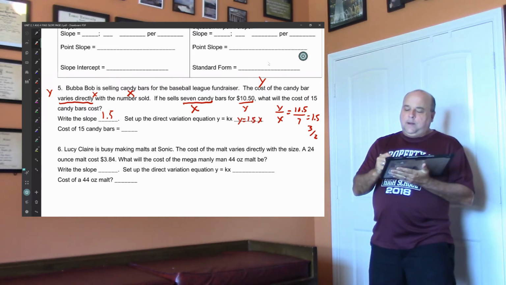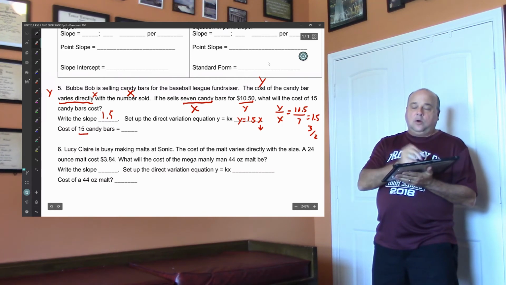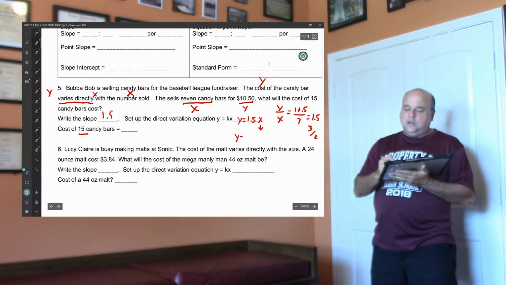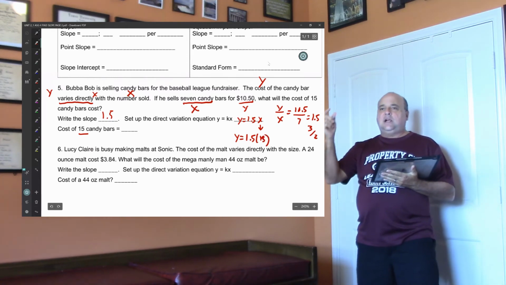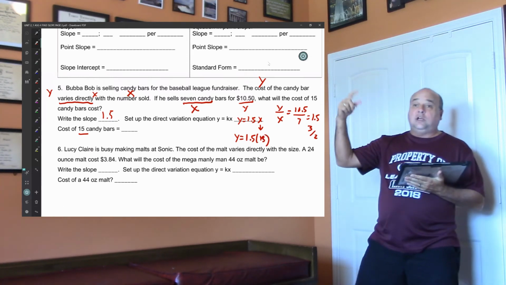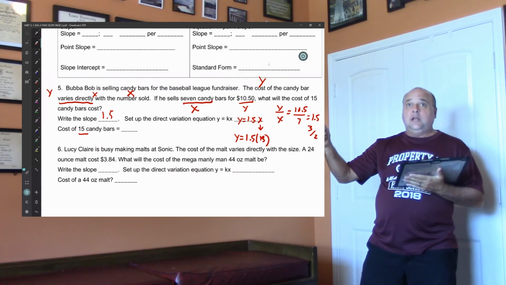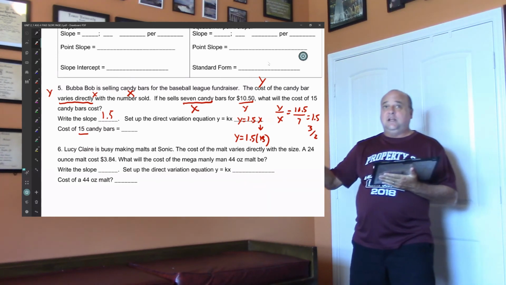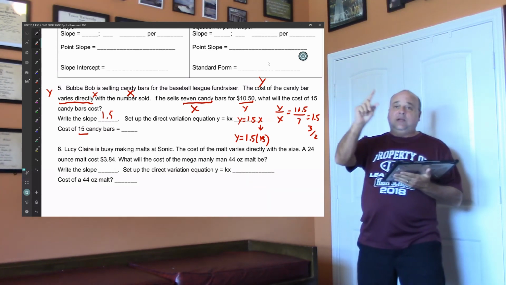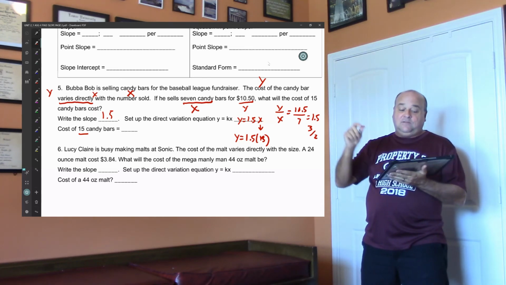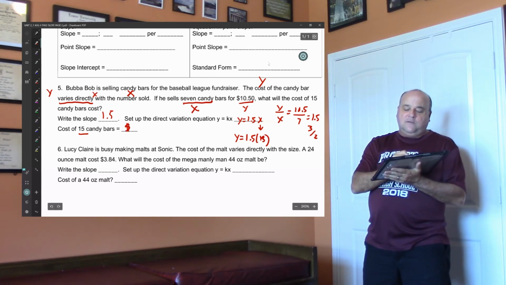Now then, we're going to replace that x with how many candy bars? 15 candy bars. So y equals 1.5 times 15. I'm leaving the slope as a decimal because we're dealing with money. If we weren't dealing with money, I would turn the 1 5/10 into 3 over 2. But if you take 15 and multiply it by $1.50, you would get $22.50.